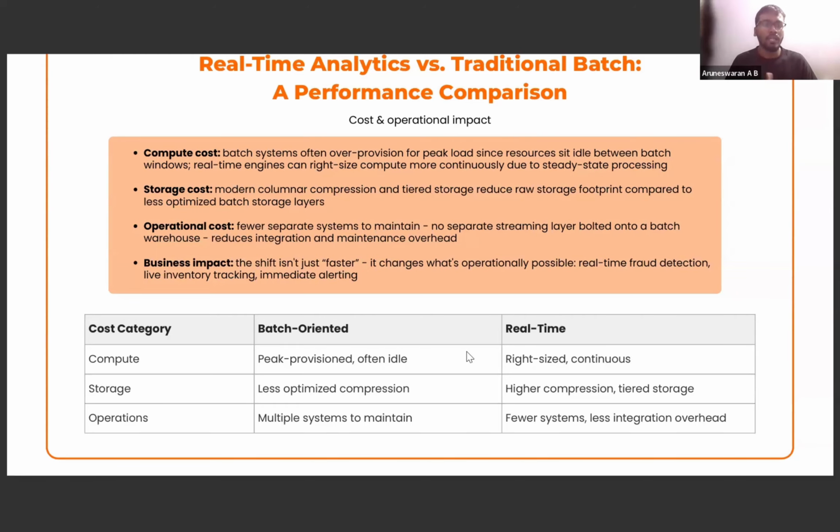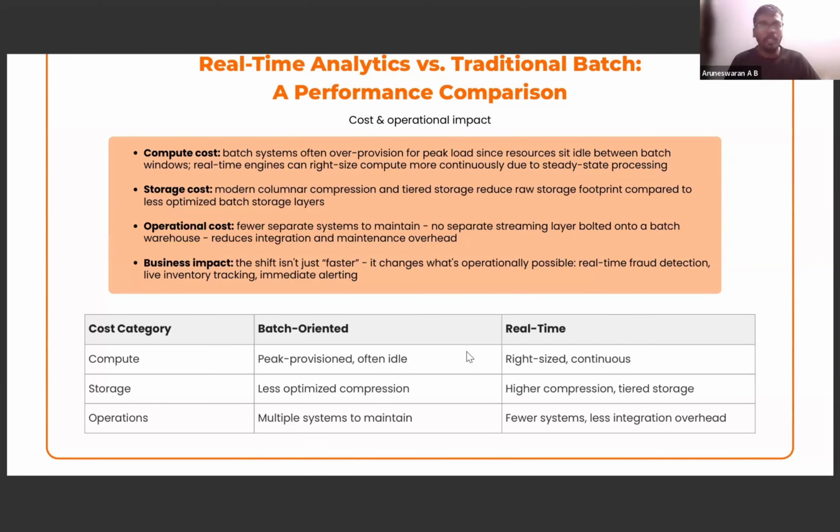So coming to the last agenda on my side, cost and operational impact of our real-time analytics versus the traditional batch. Here I have given the cost categories: compute, storage, and operations. In the batch-oriented approach, the compute cost would be data ingestion, continuous data streaming, as well as the data state processing.